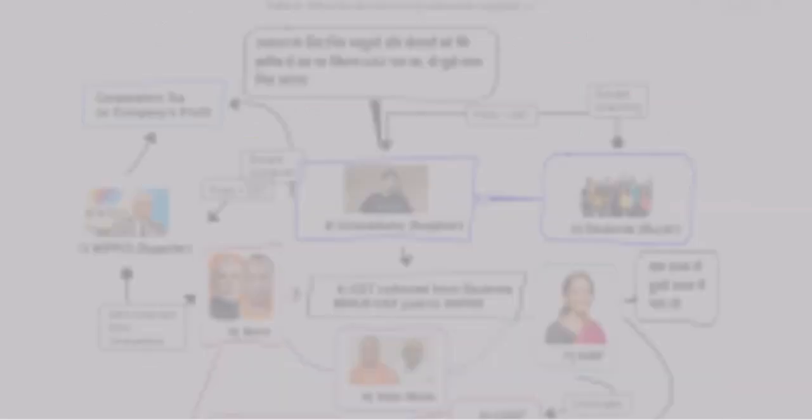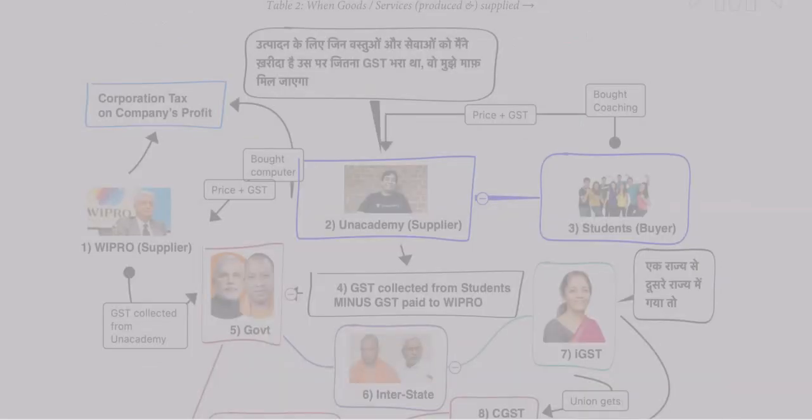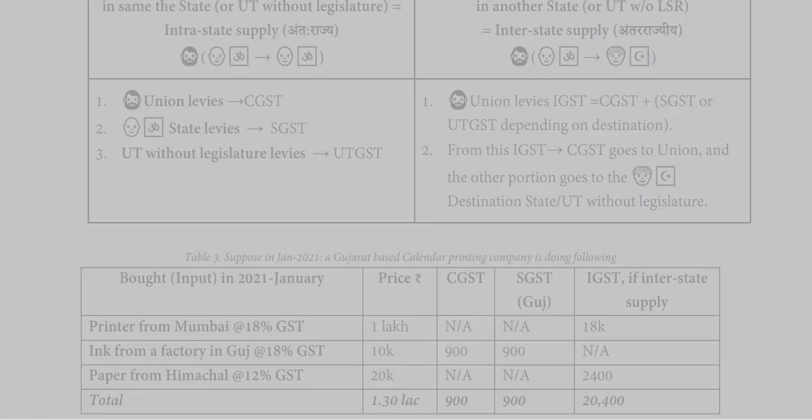Table 2: when goods or services are produced and supplied in the same state, or UT without legislature, it equals intrastate supply. In another state, or UT without legislature, it equals interstate supply. Star and Crescent. 1. Union levies CGST. 2. State levies SGST. 3. UT without legislature levies UTGST. For interstate supply, 1. Union levies IGST, which equals CGST plus SGST or UTGST depending on destination. 2. From this IGST, the CGST goes to the Union, and the other portion goes to the Star and Crescent destination state, UT without legislature.